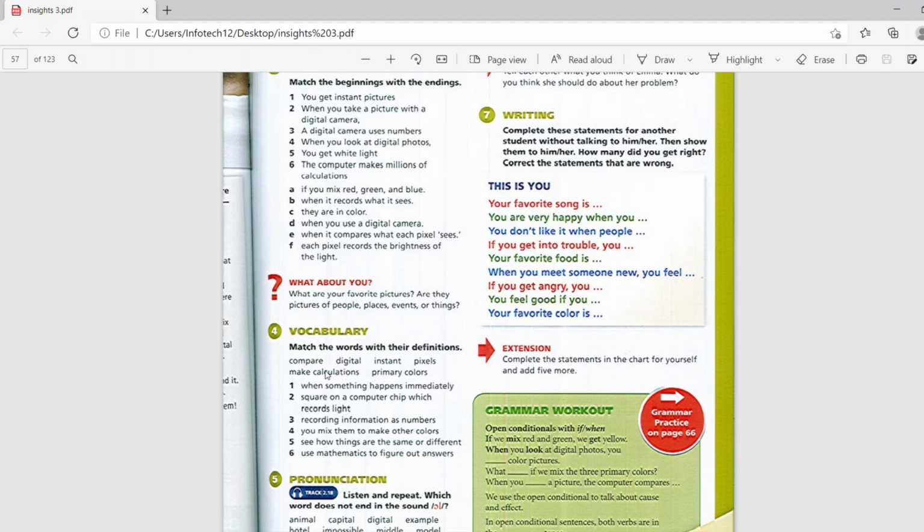Then we have exercise number 4. This is about vocabulary. You are going to match the words with their definitions, okay? You have some words: compare, digital, instant, pixels, make calculations, primary colors, and you are going to match these words with the definitions from 1 to 6. Okay, for example, when something happens immediately, if you consider that this is digital or instant, you are going to write the word there, okay?